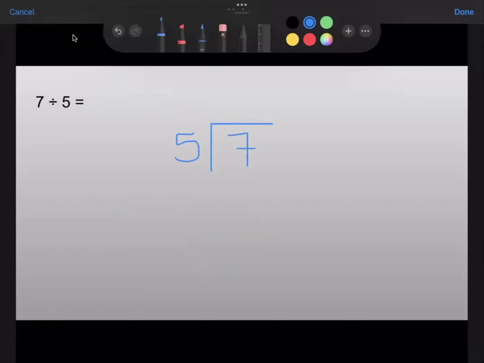Okay, so I know that 5 goes into 7 one time. 1 times 5 is 5. And when I subtract that, I get 2 left over. Now, like I said, we're not going to have a remainder. Instead, we're going to turn it into a decimal.